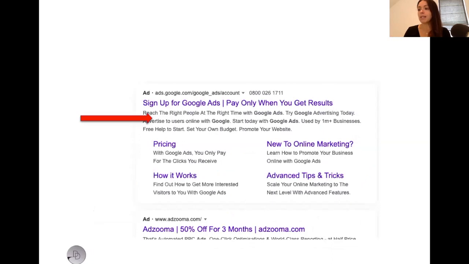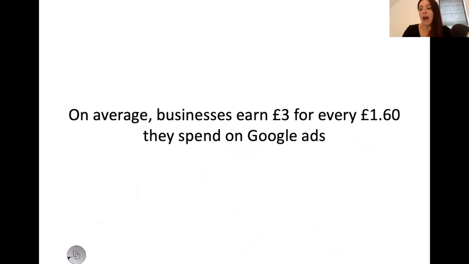And Google Ads is the advertising platform for Google. So in case you're not clear what this means, if you were searching for something in Google, the results at the very top of the page that are in bold are the Google Ads, and they do work. And I'm going to show you how they work in this training. So on average, businesses earn £3 for every £1.60 they spend on Google Ads, and that's on average.